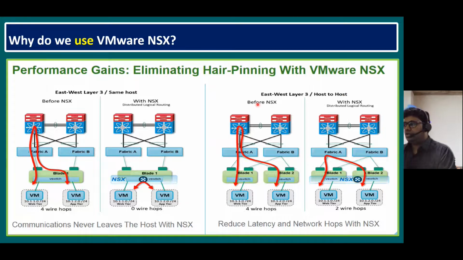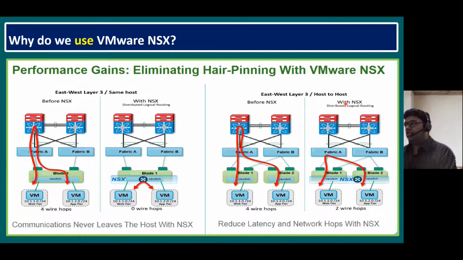In this diagram, let's talk about before NSX. If I want to communicate from one VM, this VM is running on one ESXi host and another VM is running on a second ESXi host. In this scenario, the VM communicates to ESX, ESX to switch, switch to router, and router back to the switch, switch to the ESX, ESX to VM. Here also it will take four wire hops.